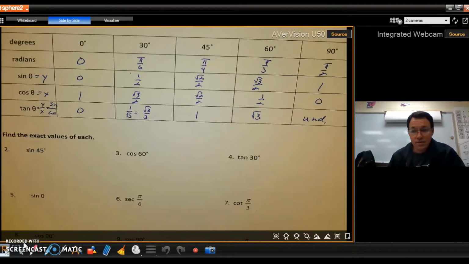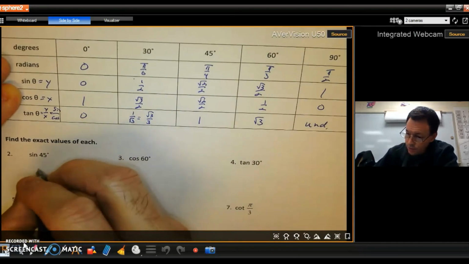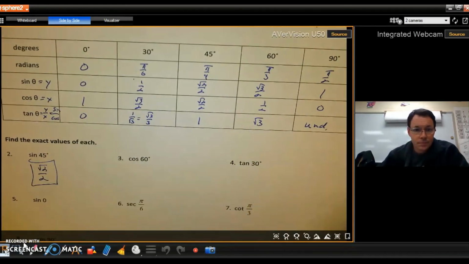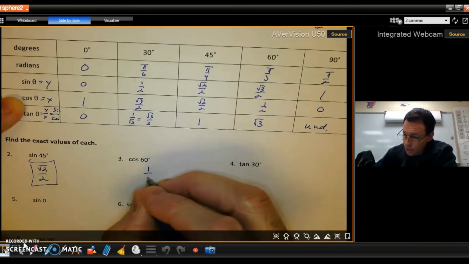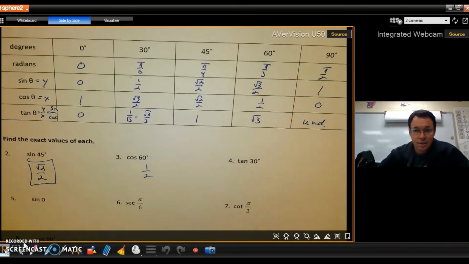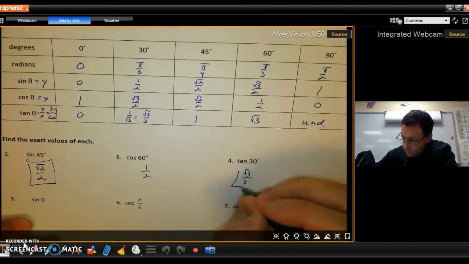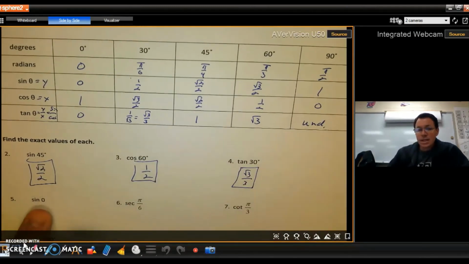So what is the sine of a 45-degree angle? Sine 45 is radical 2 over 2. You are done with that problem. Number 3, what's the cosine of a 60-degree angle? Cosine 60 is 1 over 2. That is all you're doing. Tangent of 30, write it down. Radical 3 over 3.